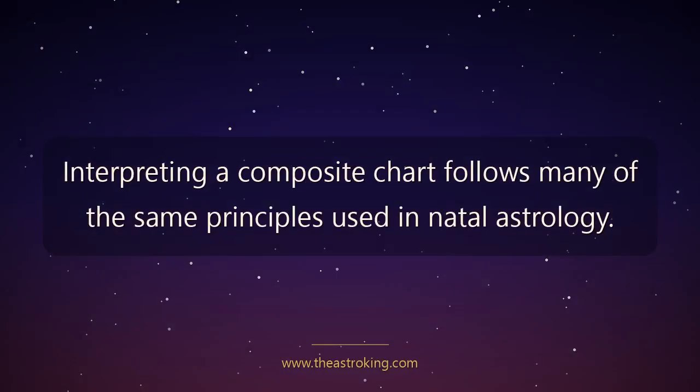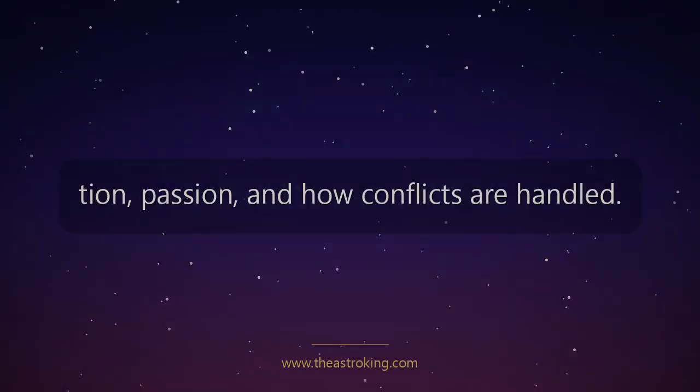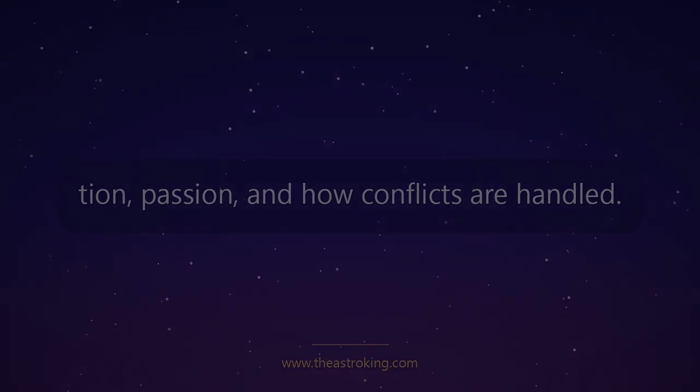Interpreting a composite chart follows many of the same principles used in natal astrology. The composite sun describes the relationship's identity and purpose. The composite moon reflects its emotional climate. Mercury shows communication. Venus represents affection and shared values, while Mars reveals motivation, passion, and how conflicts are handled.